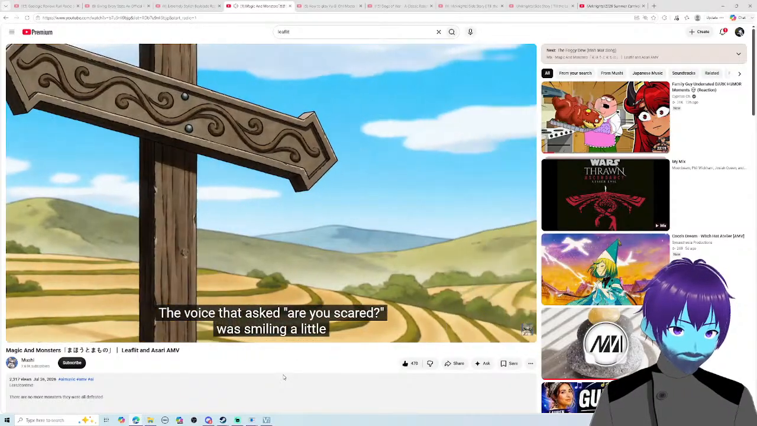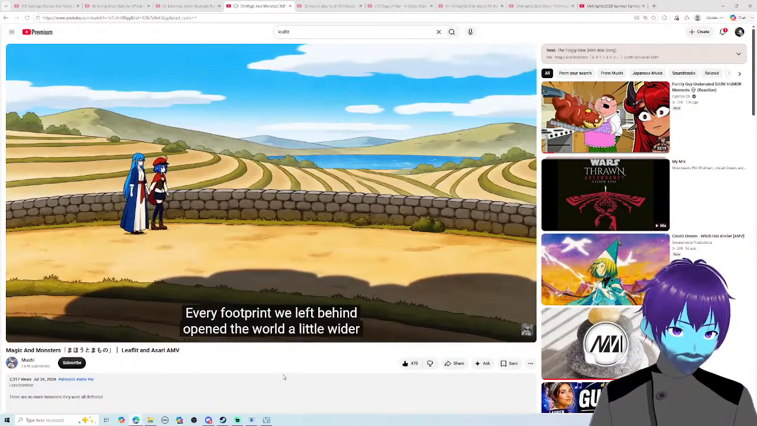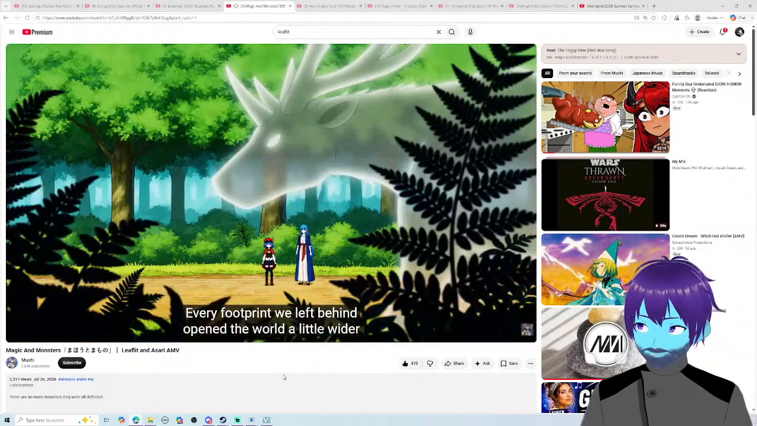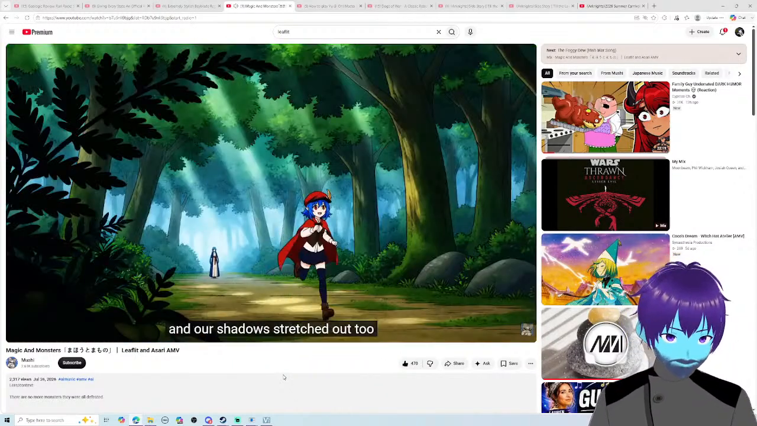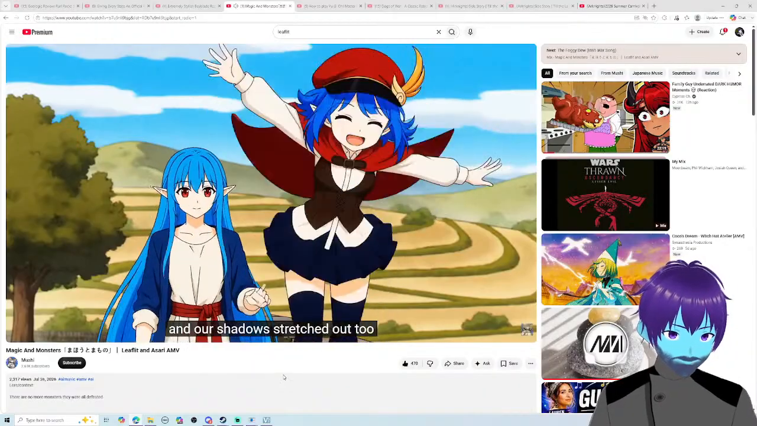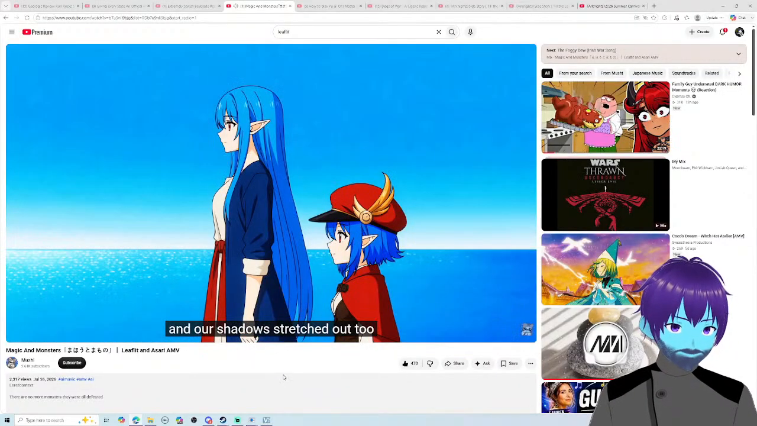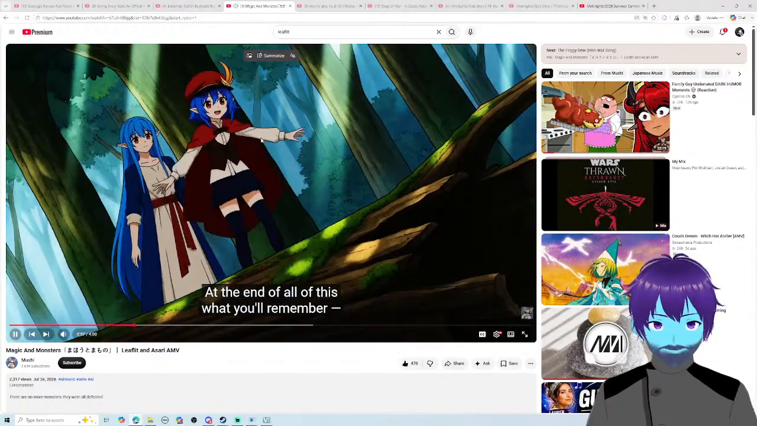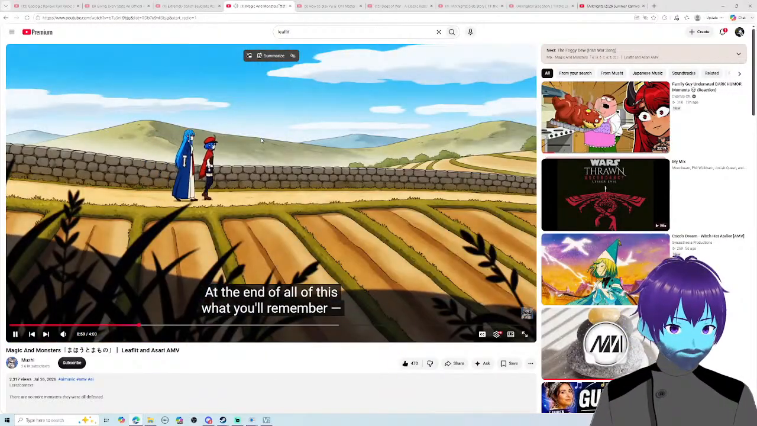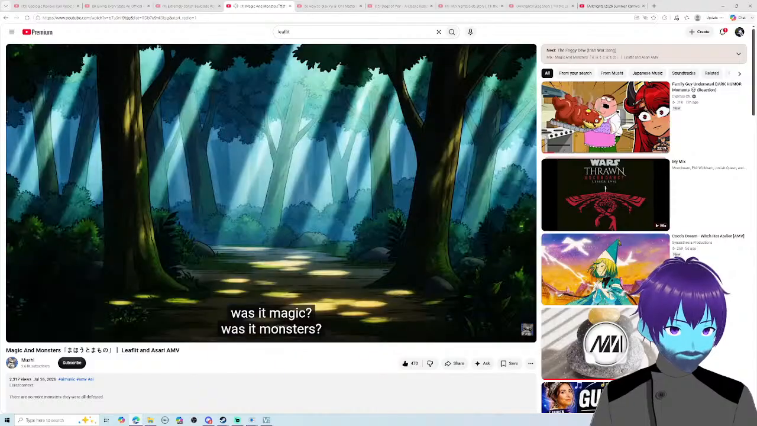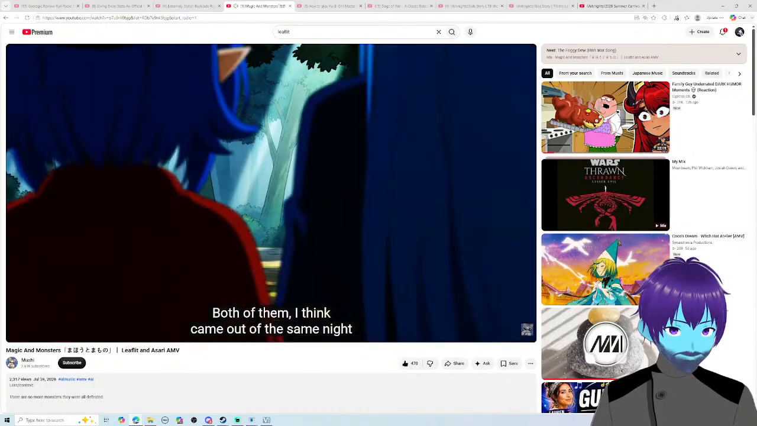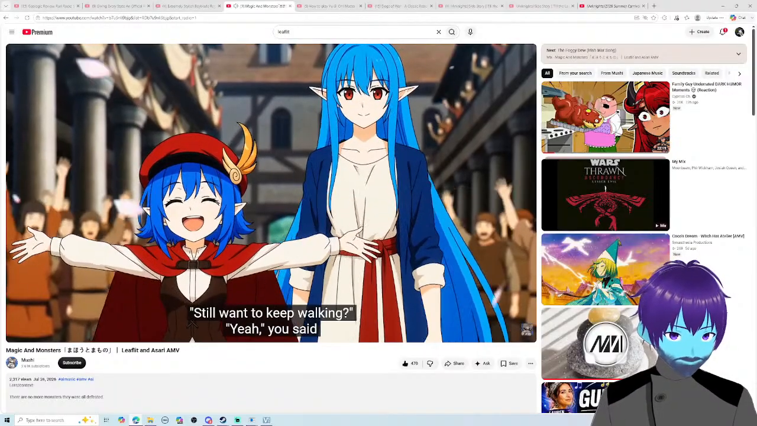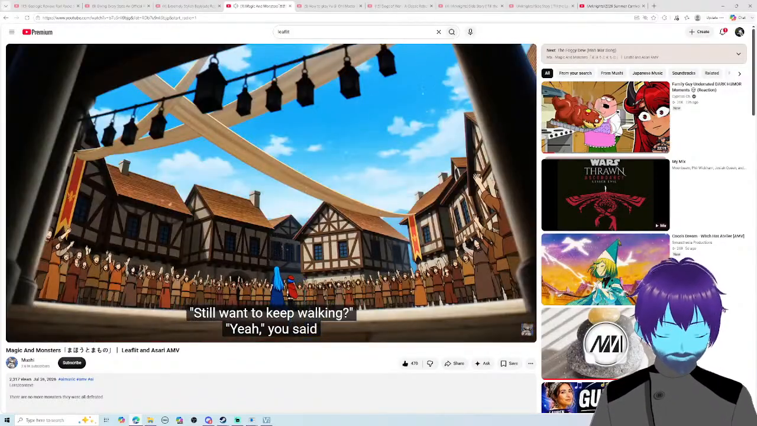Your skin was smiling a little. Open world a little while. Little adventuring thing. Shadows stretched out too. But you'll remember magic as monsters. Open the thing came out of the same. Still in the blocking units.